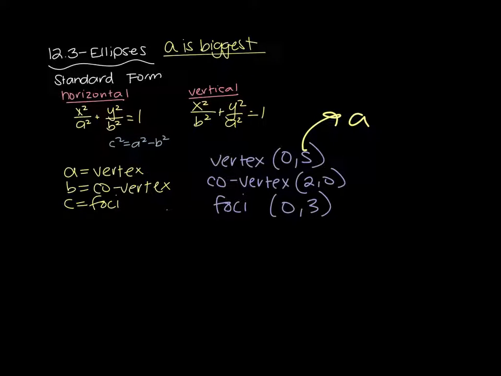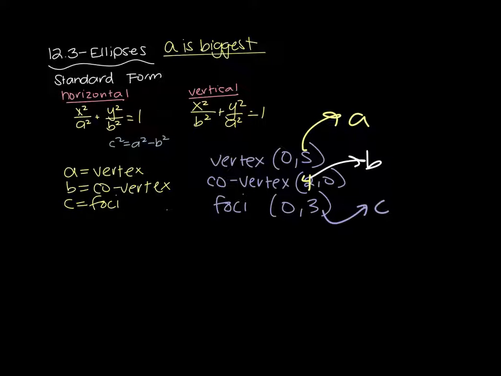I actually should make numbers that make sense. This would be 4. So this would be A. This would be B, and this would be C. You're going to get given 2 of those 3.